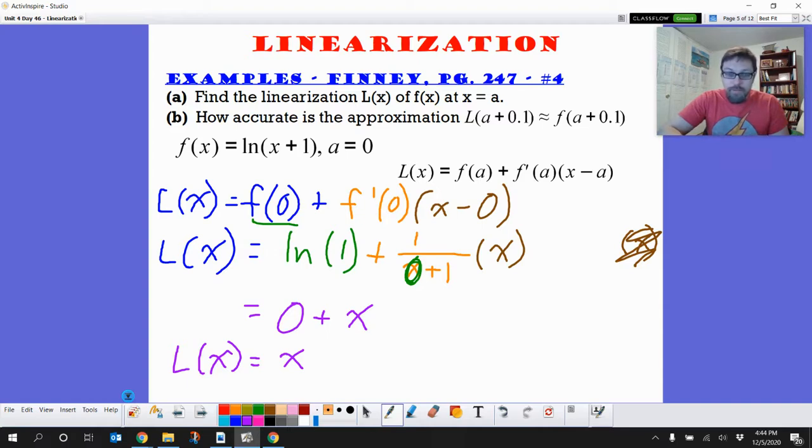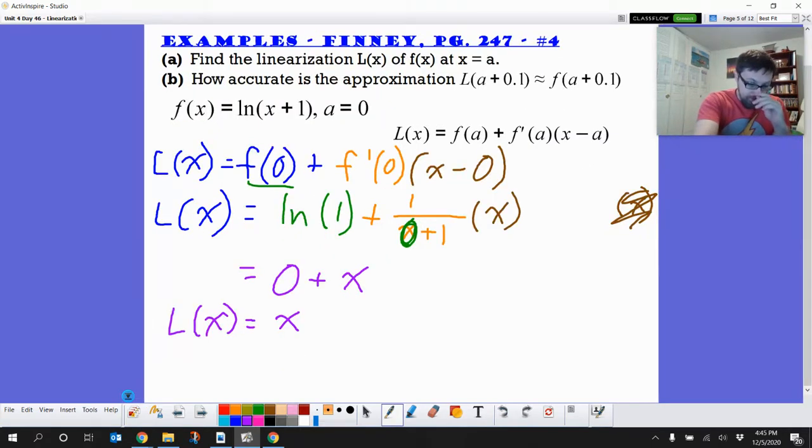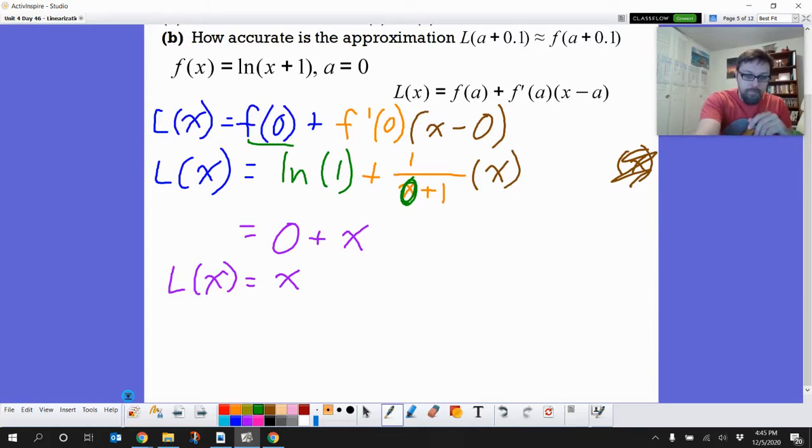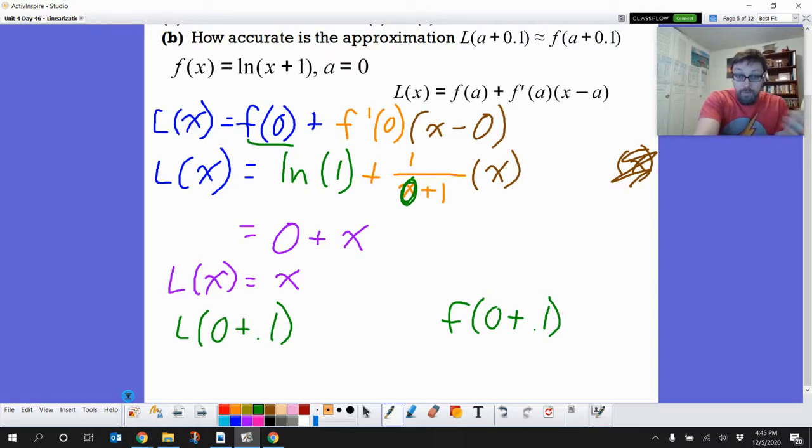No, we're recording videos. Now that we found the linearization, we need to figure out how accurate it is as we go 0.1 away from that point. So let's find out. We need to do L of 0 plus 0.1, and we need to do F of 0 plus 0.1. So L of 0 plus 0.1, that's pretty easy. That is going to equal just 0.1.